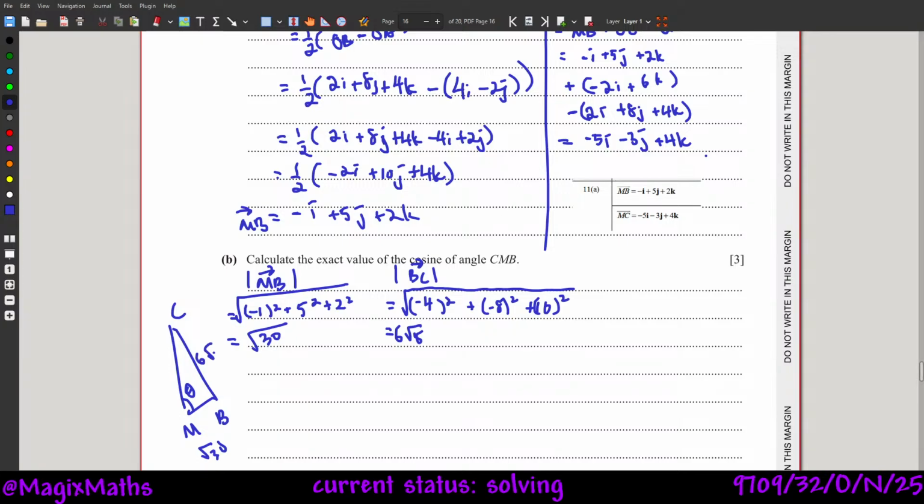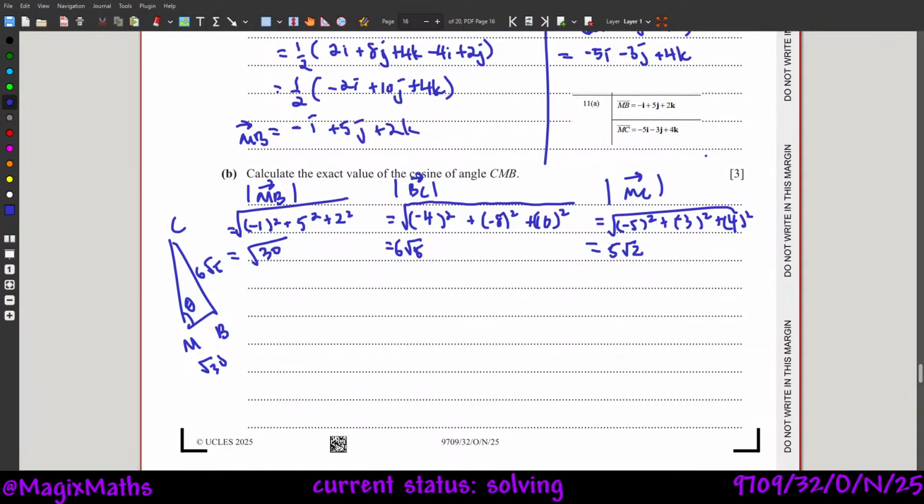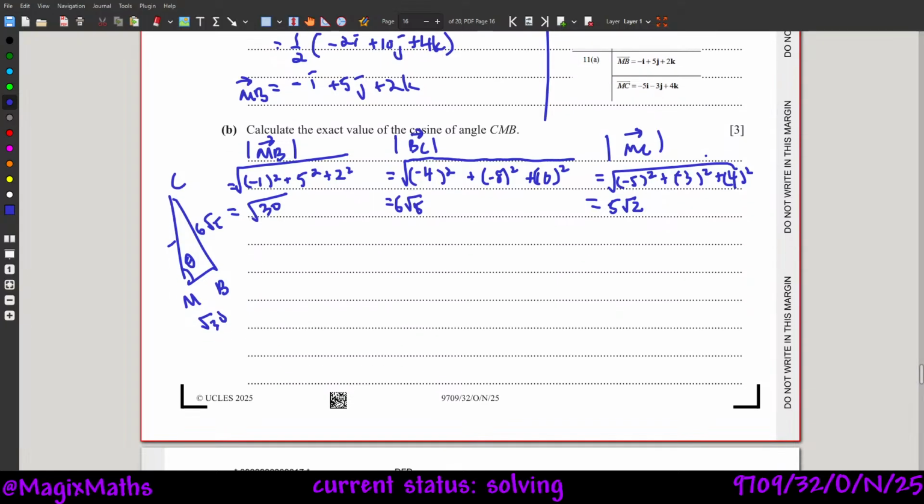So 635. And then finally, our MC. It's -5 squared plus -3 squared plus 4 squared. So that's 25 plus 9 plus 16. So that is 532. So 532. This is too tedious. I don't think this is the most efficient method we could have done.